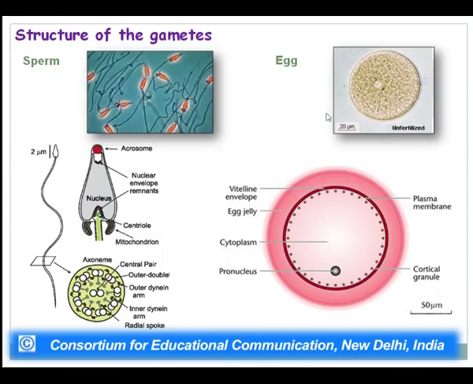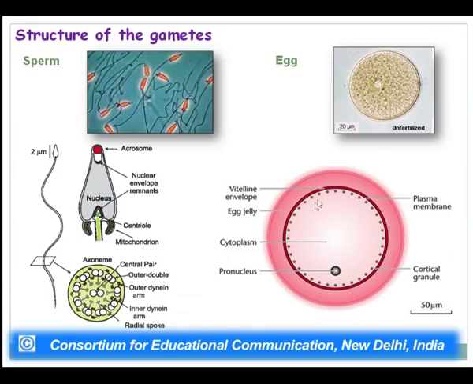Now, looking at the egg, it contains a vitelline envelope. There is a plasma membrane for the egg, and then there is an outer layer called the vitelline envelope, and then there is an egg jelly. This is basically a substance released by the egg itself, which creates a kind of jelly outside the vitelline membrane. So, this is the egg plasma membrane, then there is the vitelline membrane, and then there is this egg jelly.